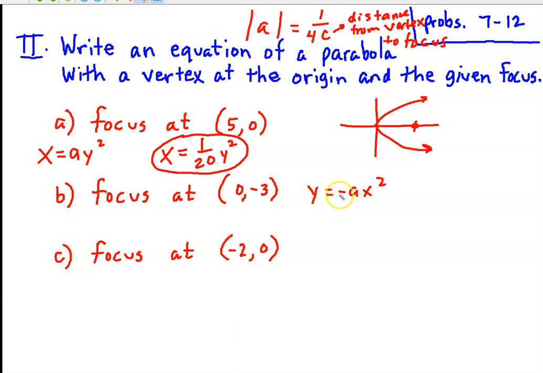It's like the negative is already there. X squared is already here, not changing. All I'm doing is replacing A. All right. So absolute value of A is 1/4 times C. And again, C is not direction, it's just distance. So it's 3 units from the vertex to the focus. So A is 1/12. So here's my final answer.